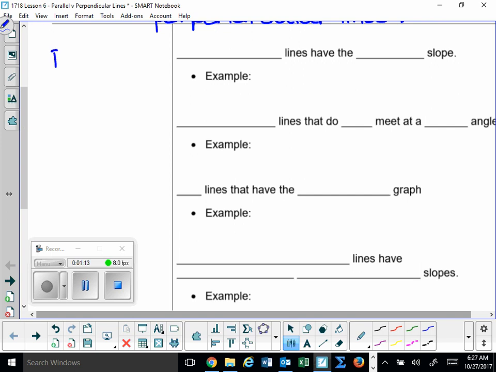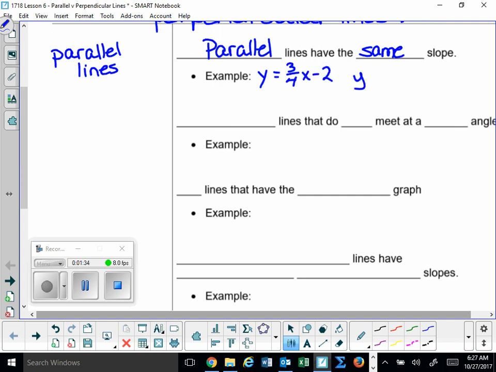Okay, parallel lines. Parallel lines have the same slope. So for example, y equals 3/4 x minus 2 and y equals 3/4 x plus 5. Both of these equations have a slope of 3/4. We just have different y-intercepts.